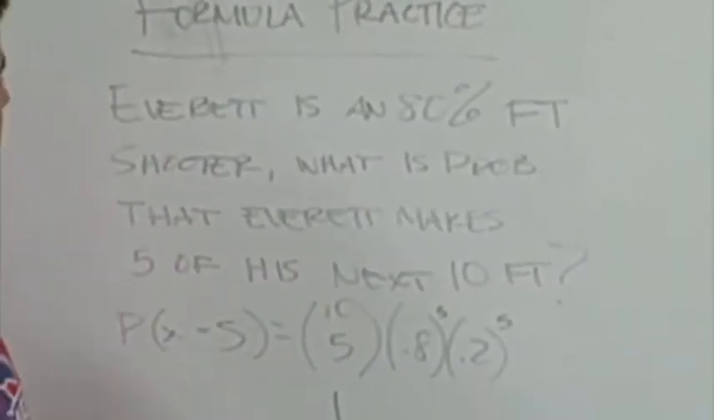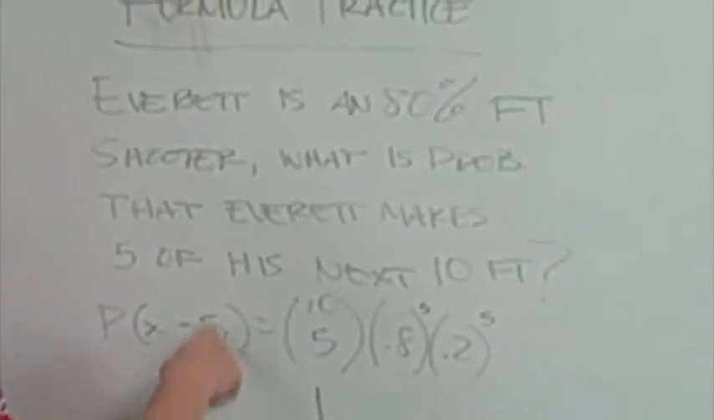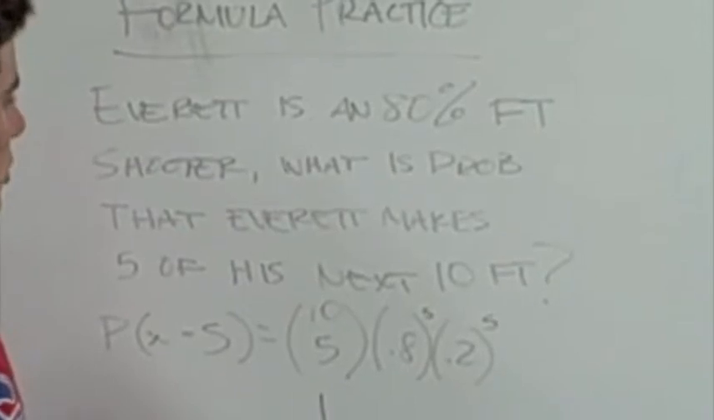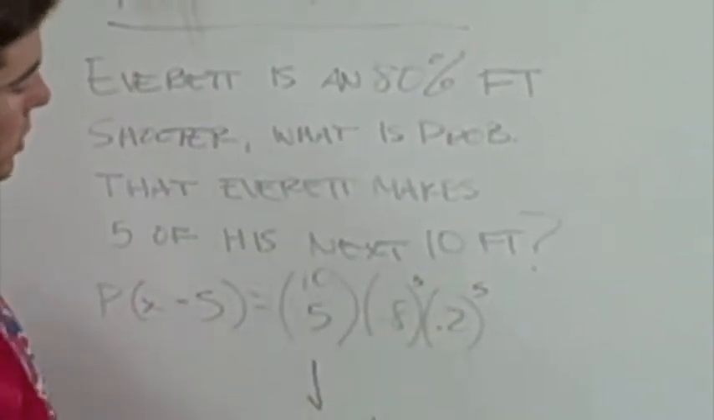For a little formula practice, we just have a little question that we can practice plugging into our equation. Everett is an 80% free throw shooter. What is the probability that Everett makes exactly 5 out of his next 10 free throws?